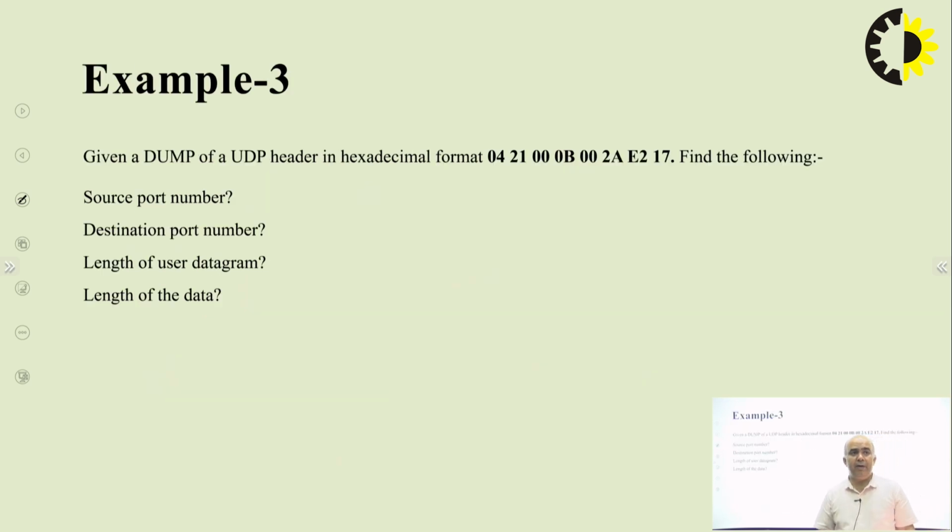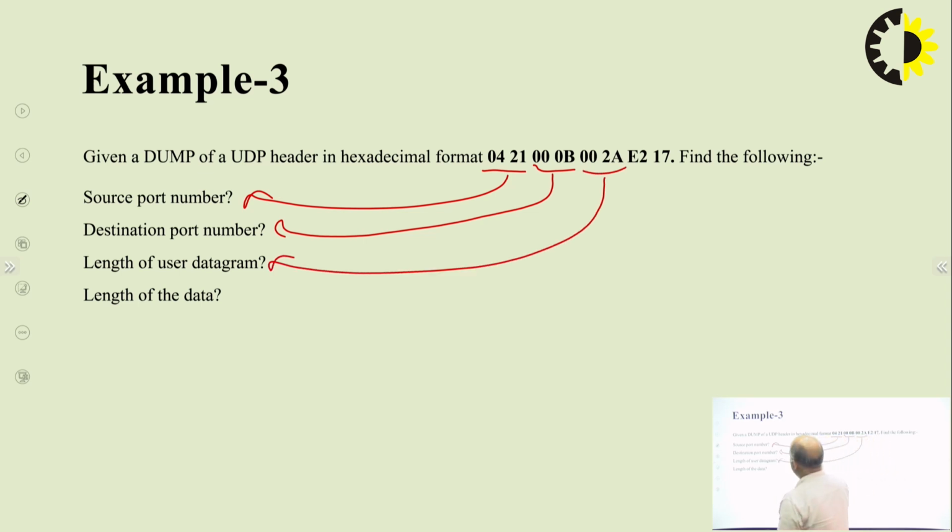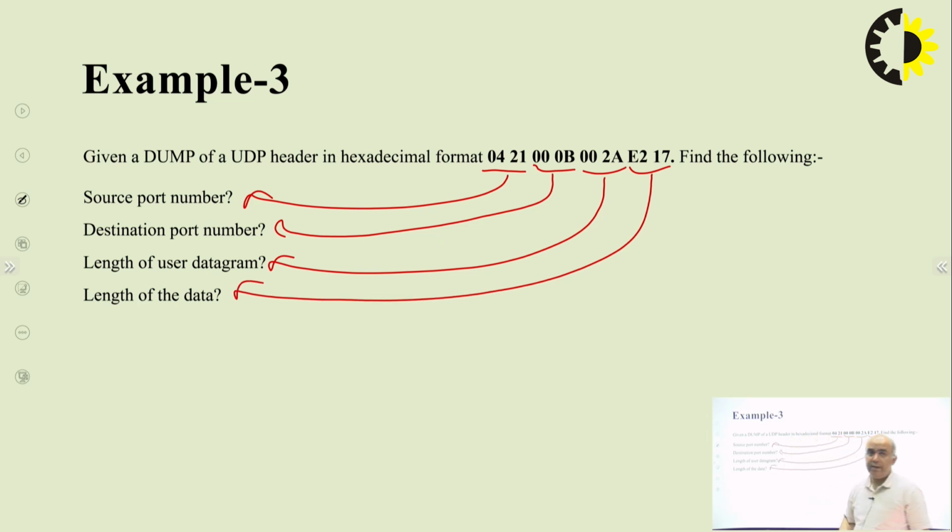There is another example of UDP in which we have to define 04 21, 00 2B, 00 2A, E2 and 17. As we already know, each field is 16 bits. So this will come as the source port, this will come as the destination port, this will come as the length of the datagram, and this will come as the length of the data. So we have to convert these hexadecimal values to decimal values.